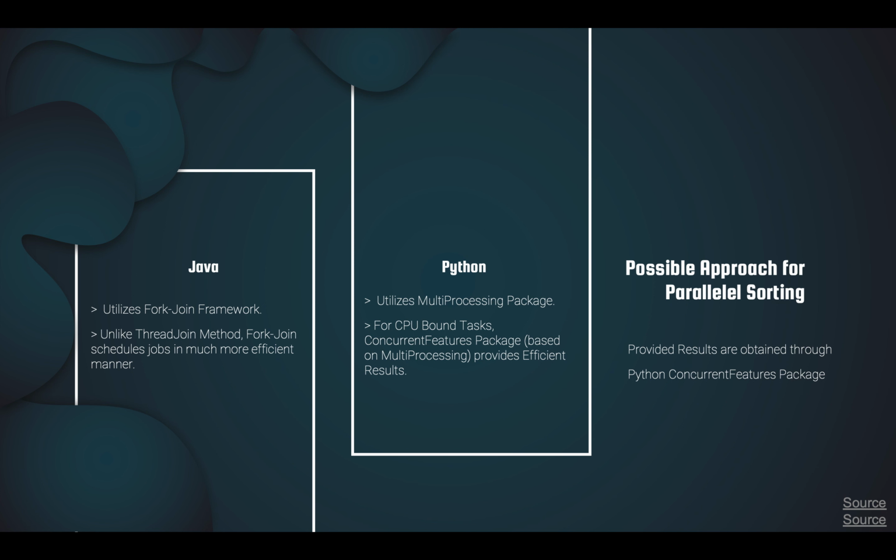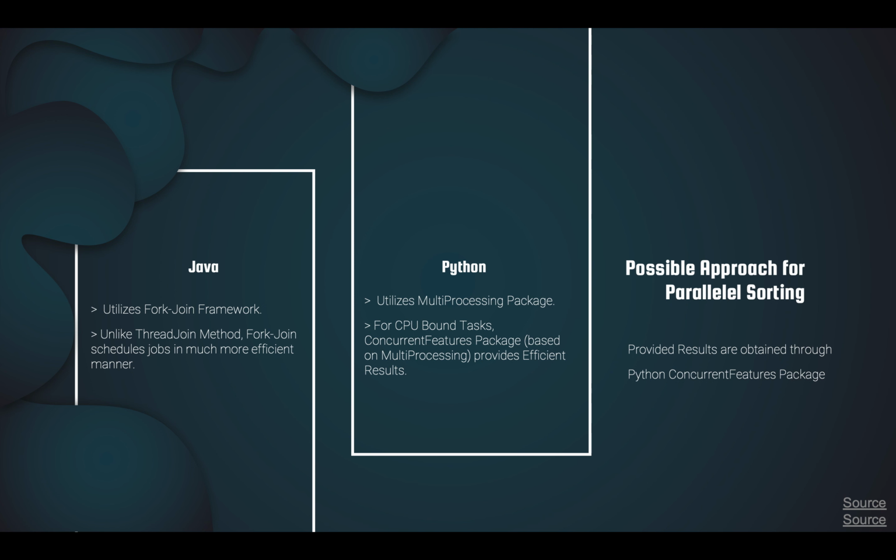Unlike the thread join method, fork join schedules jobs in a much more efficient manner in which the thread may not fall asleep, it will rather switch to another task. This strategy is called work stealing. It allows more efficient use of a limited number of threads. Although fork join is a powerful tool, it should be used cautiously because splitting a small task into smaller subtasks could result in an increase in complexity and execution time, unlike what's desired by the parallel processing approach.